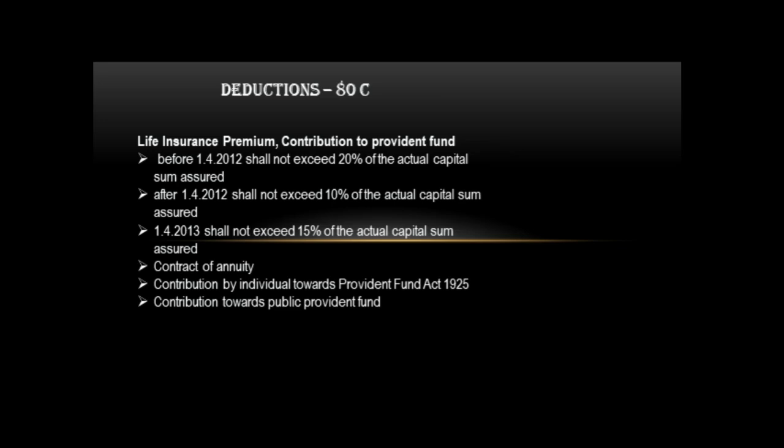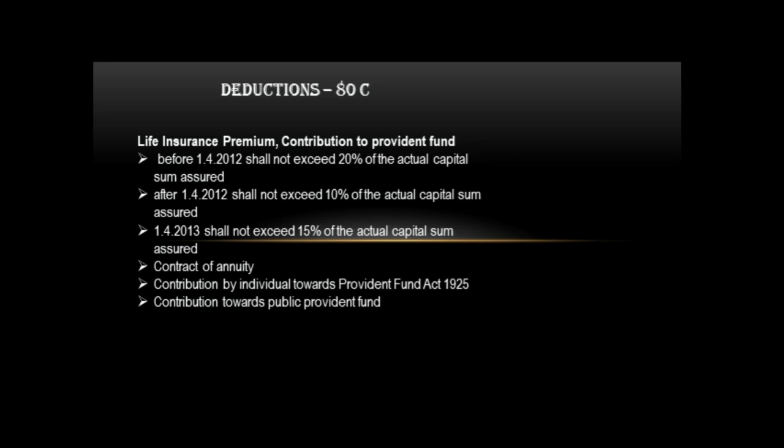80C is nothing but contributions towards life insurance premium and contribution towards provident fund. The quantum of deduction is up to 1,50,000, and the assessees who are entitled for deduction are individuals and HUFs. The qualifying amount for life insurance premium in LIC before 1/4/2012 shall not exceed 20% of sum assured. That is, we have to calculate 20% of the sum assured and compare it with the premium paid by an assessee, and whichever is less is going to be the qualifying amount of deduction, and it's the quantum of deduction also.